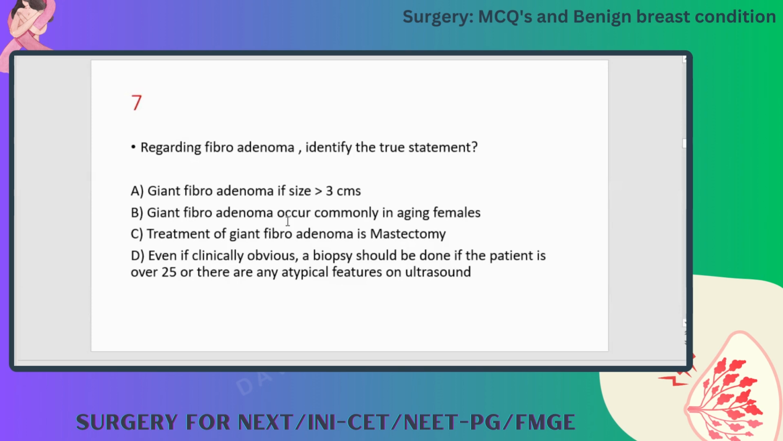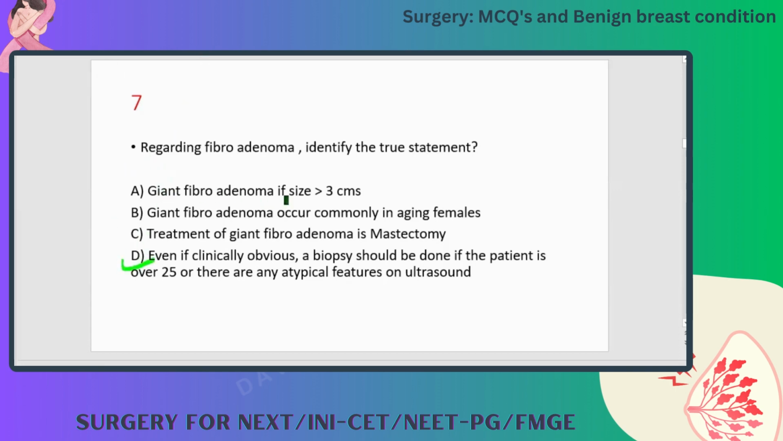What is your perception regarding this? B. Treatment of giant fibroadenoma cannot be mastectomy. It's benign, so that's out. Giant fibroadenoma occurs commonly in aging females. No, that's also not true. It happens usually more in the young. Even if clinically obvious, a biopsy should be done if the patient is over 25 and there are any atypical features on ultrasound. Yes, that's correct. So option D sounds appropriate.